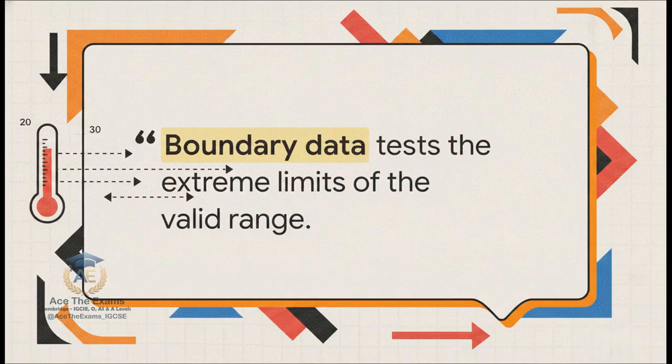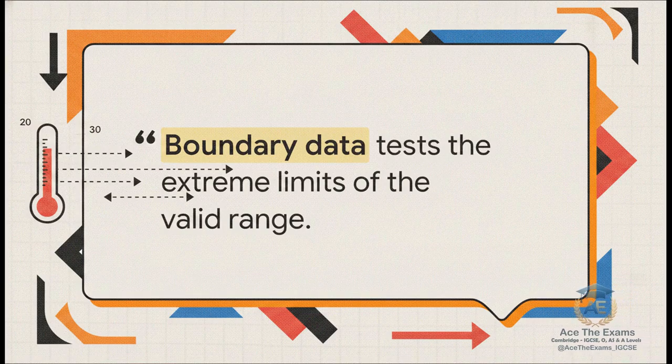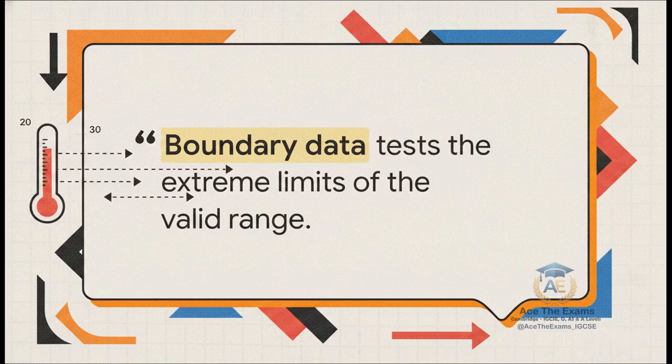And here is the stunning result. Read this carefully. Boundary data tests the extreme limits of the valid range. For this temperature check, the inputs 20 and 30 must be used to ensure the inclusive boundaries are accepted. Wow, this is visually and logically perfect. It uses the exact technical term extreme limits, the scenario data 20 and 30, the scenario noun temperature check, and proper reasoning with inclusive boundaries. This right here, this is exactly how you secure top band marks.